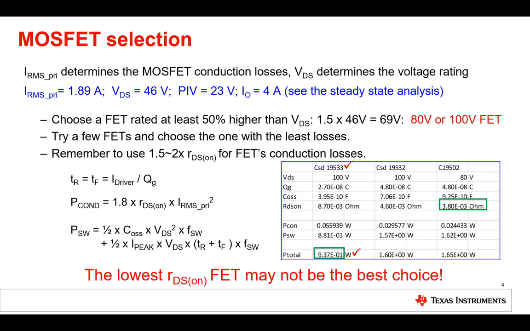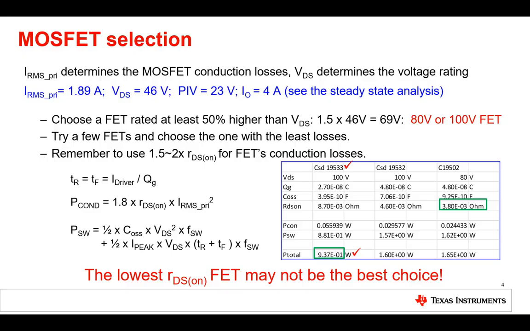Remember using 1.5 or 2 times the RDS-on value in the datasheet for calculating the conduction losses, because the MOSFET will heat up and possibly the drive voltage used is different. I added this factor into the formula for conduction losses. In this case, 1.8 times is used.